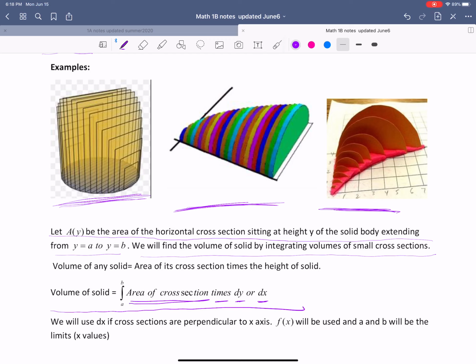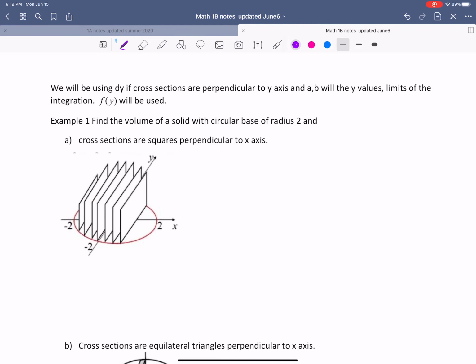Okay, so the volume of solid is going to equal area of cross section times dy or dx. We will use dx, or the width of cross sections will be delta x, if cross sections are perpendicular to x-axis. If cross sections are perpendicular to y-axis, we will use dy. If perpendicular to x-axis, f of x will be used and a and b will be the limits, the x values. We'll be using dy if cross sections are perpendicular to y-axis, and a and b will be the y values, limits of integration, and f of y will be used.